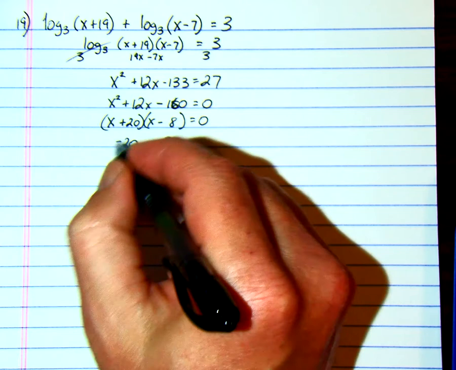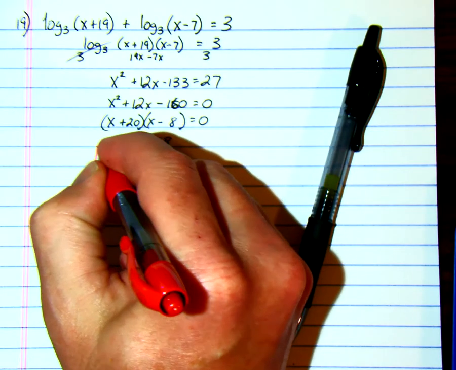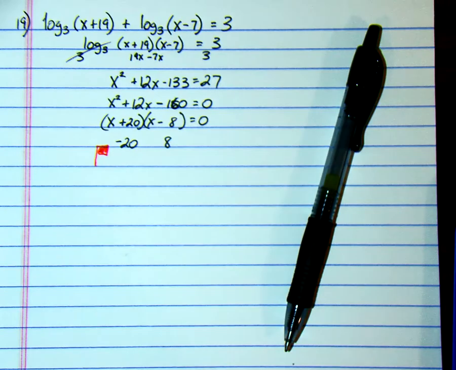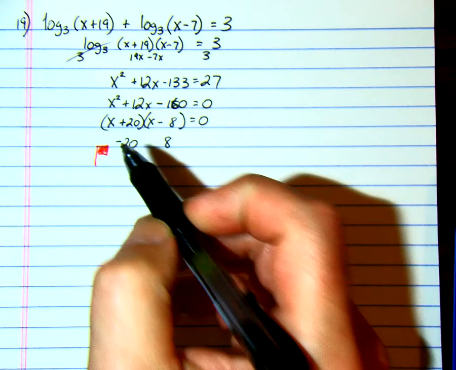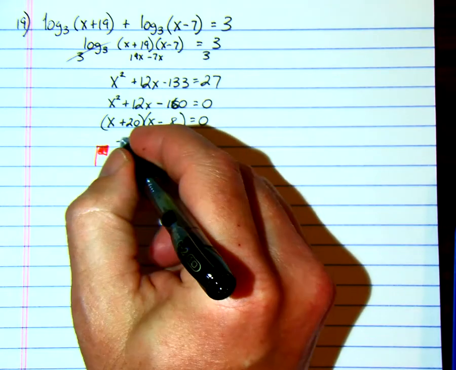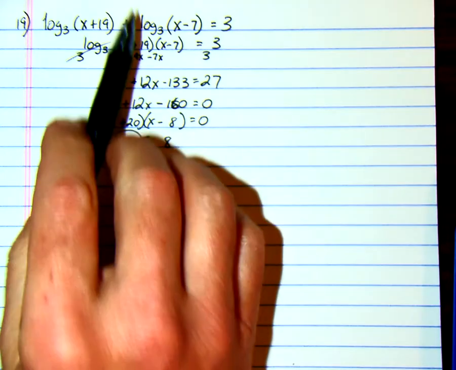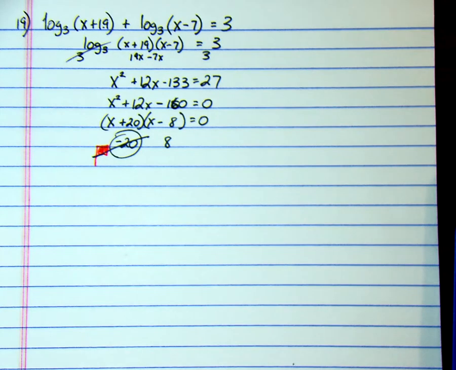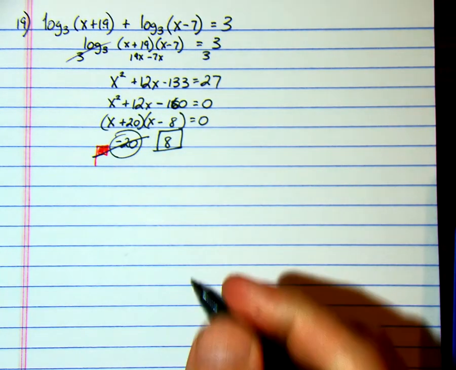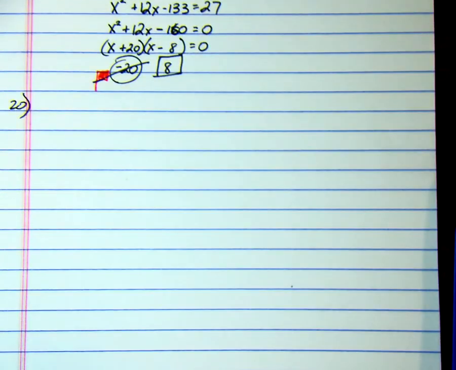Now, anytime I get a negative number, that should raise a red flag. If I run this back up in here, negative 20 plus 19 gives me a negative 1. That's going to shoot me down with a ball of fire. So it is not included. Okay? 8. How does 8 do me? 8 plus 19 is going to give me a 27. 8 minus 7 is 1. Hey, it's good. There we go. 8's my answer. Okay? All right. 20.